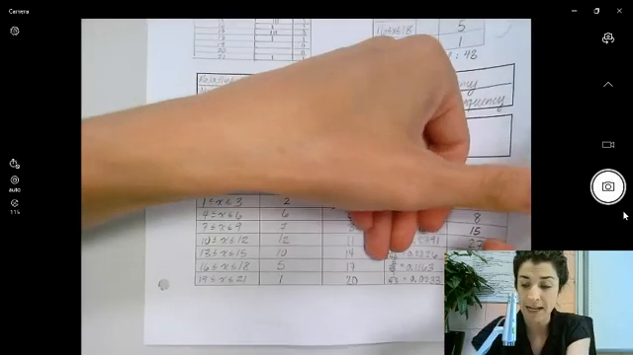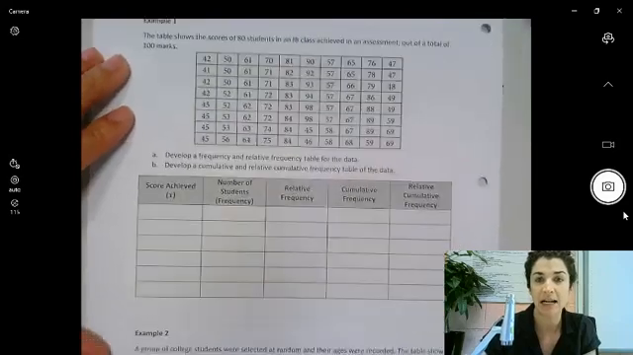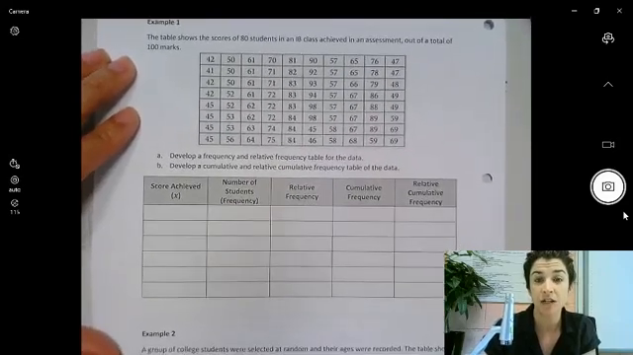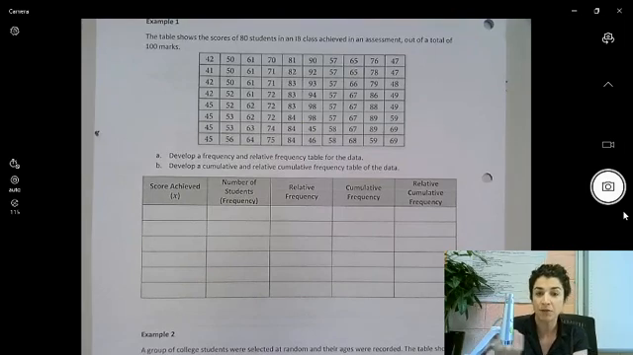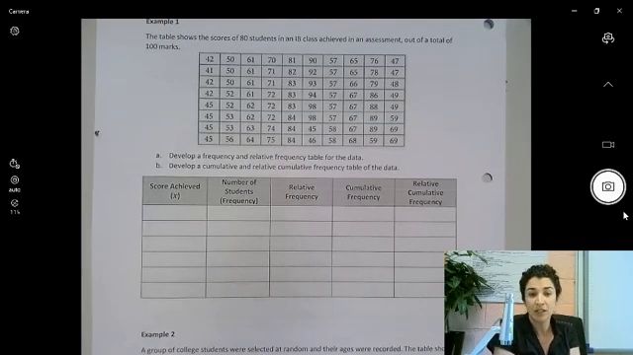All right, let's go ahead and flip the page. We're just going to continue practicing this by gathering our data and using our data to group it. So example one has a table that has 80 students in an IB class that achieved out of a total of 100 marks. So we're going to develop a relative frequency table and a cumulative and relative cumulative frequency table of the data.